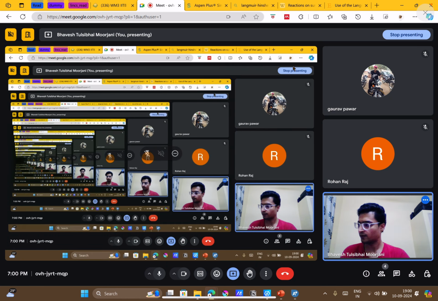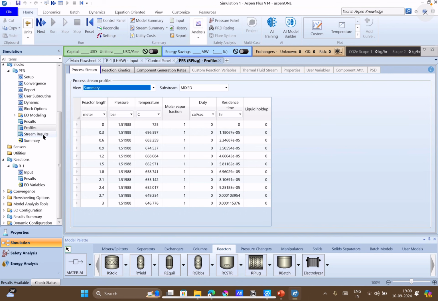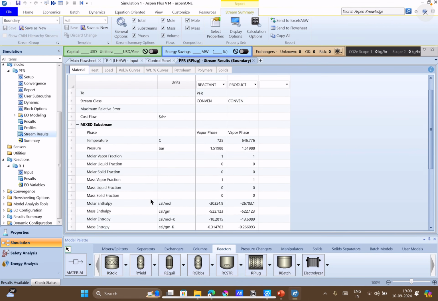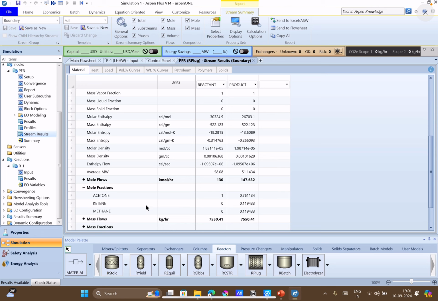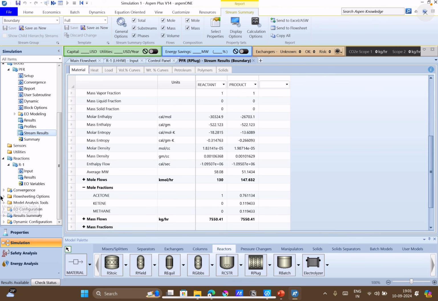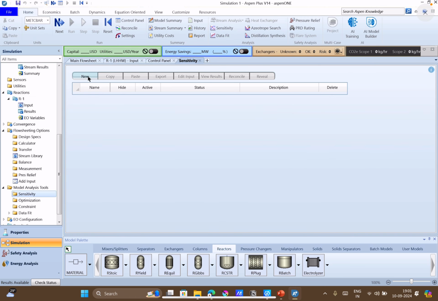Okay, so my screen is visible, right? So here I was saying that in the stream result we find very little conversion of acetone happening. So then we want to check if we increase the PFR length whether the conversion will increase or decrease. For that we can perform a sensitivity analysis. So go to this model analysis tool, go to sensitivity part, add a new S1 property.